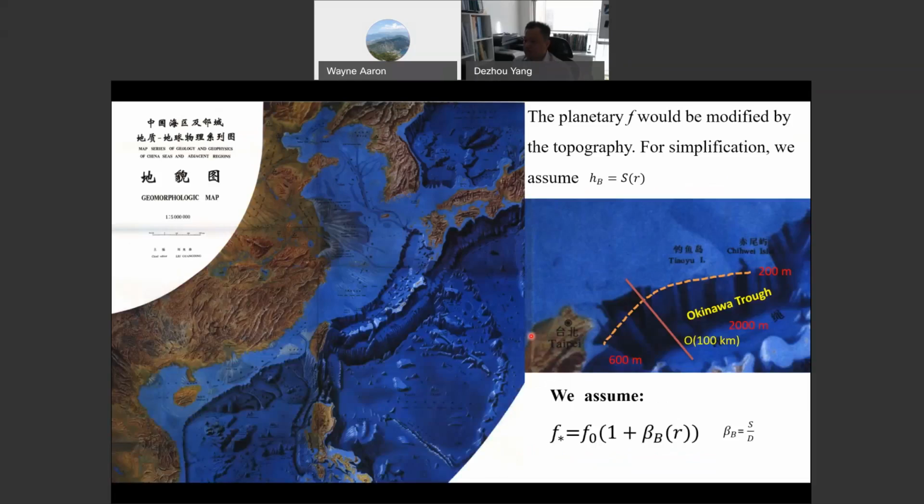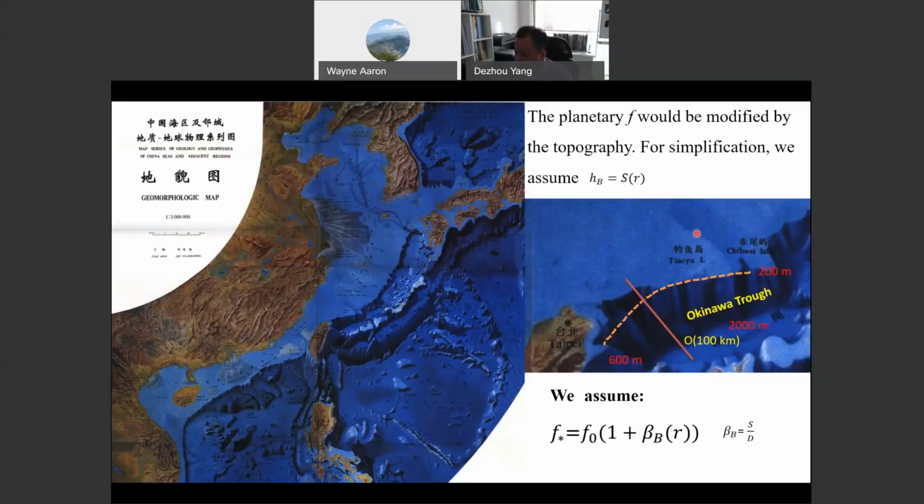But if we look at this location, we will find the shelf break is very steep. It means the water depth changes from 200 meters at the shelf break to 2,000 meters over 100 kilometers. So it means the seafloor cannot be treated as flat. So how to consider this situation?